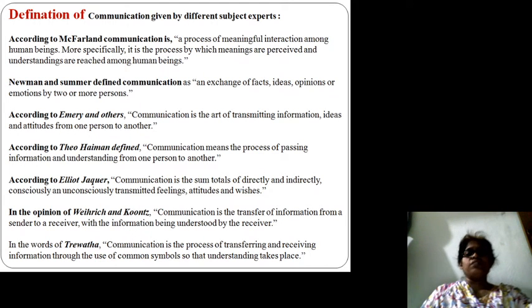Now the definitions. Different authors have given their definitions of communication. Newman said communication is an exchange of facts, ideas, opinions, or emotions by two or more persons. So communication may take place between two individuals, two persons, or more than two persons. When there is a group, we call it a group discussion or group communication. Again, according to MB, communication is the art of transmitting information, ideas, and attitudes from one person to another. Again and again, the things are repeated.